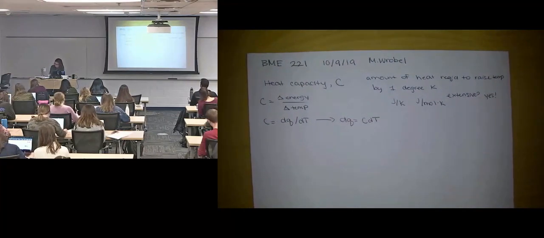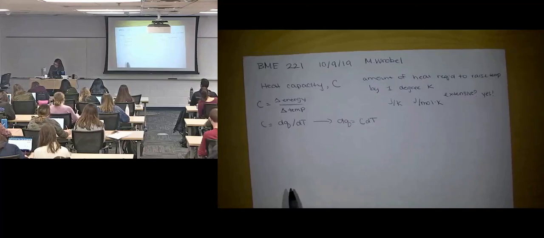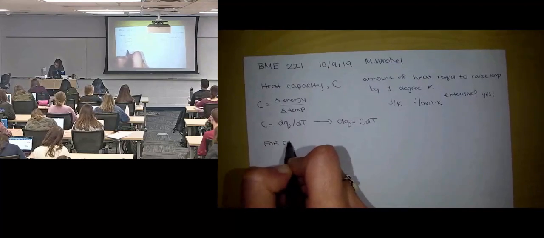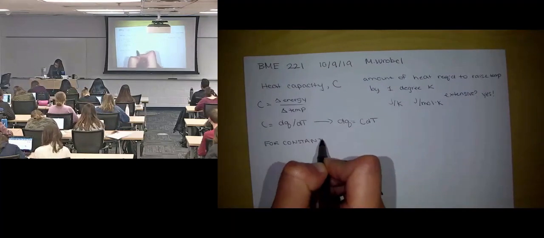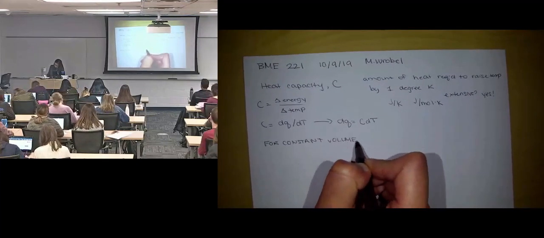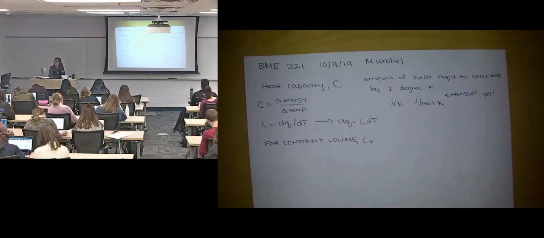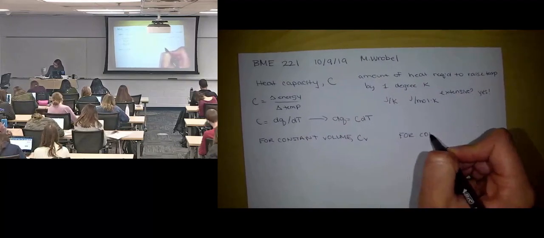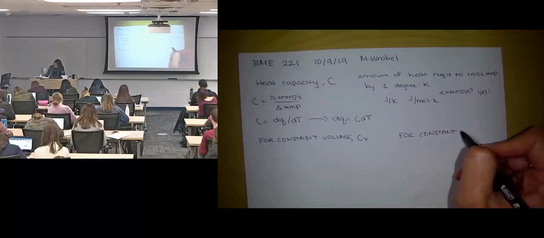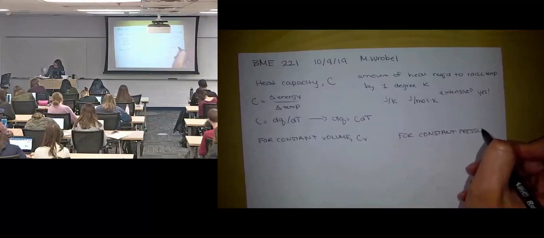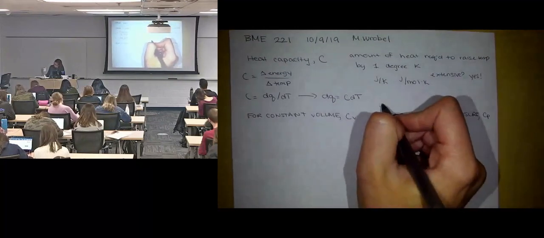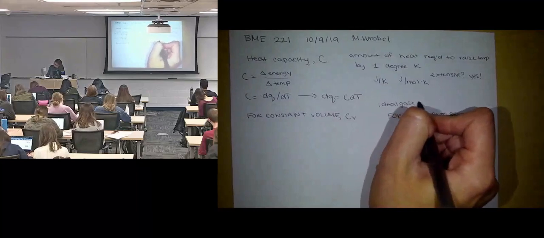And heat capacity comes in sort of 2 flavors for us. Okay, so we're going to have for constant volume, and we're going to call this isometric heat capacity or constant volume heat capacity, C sub V. Okay. And then we'll also have for the constant pressure case, C sub P. Okay. So right now we're talking about ideal gases still.